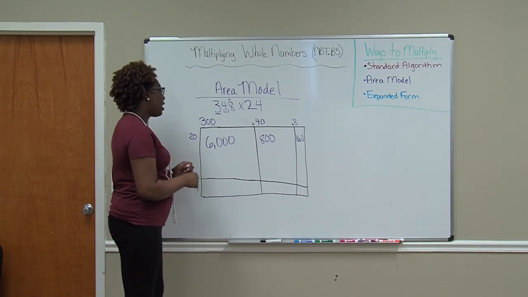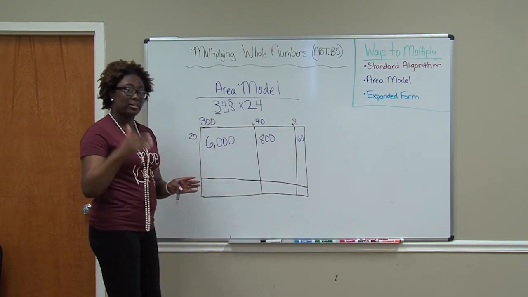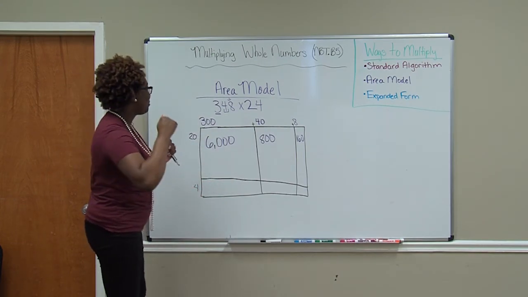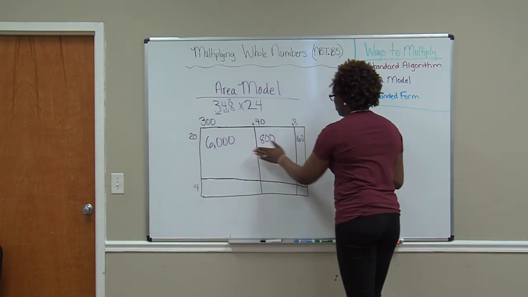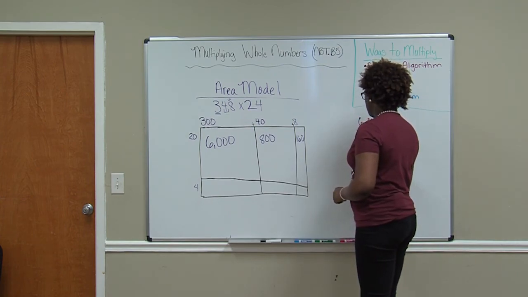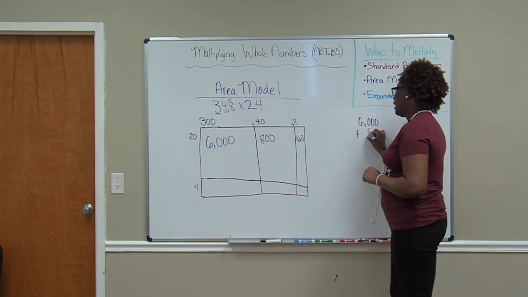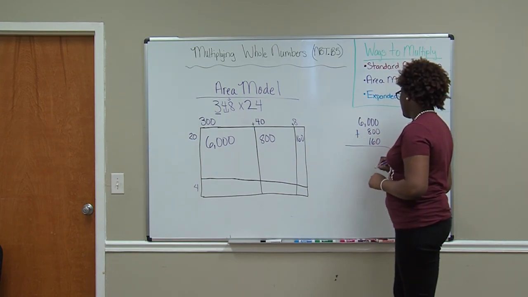And how do I know that they're products? Because I had to multiply each of those. And we know a factor times a factor gives us a, yes, product. So I'm going to move over here and take these three products and add them together. So I have 6,000 plus 800 plus 160. All right, here we go.